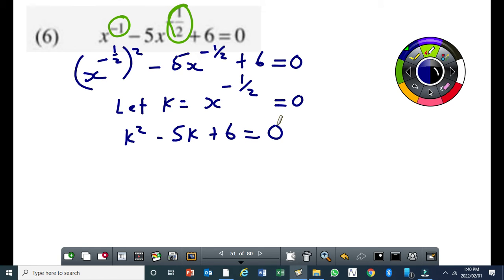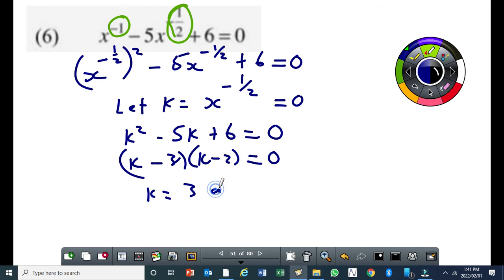Okay, now it's a quadratic equation which is of grade 9 and 10 level. So we factorize: k minus 3 times k minus 2. So this will give me k equal to 3 or k equal to 2.